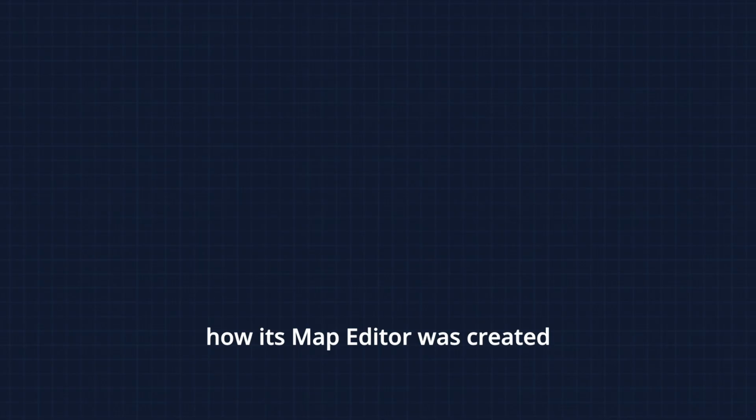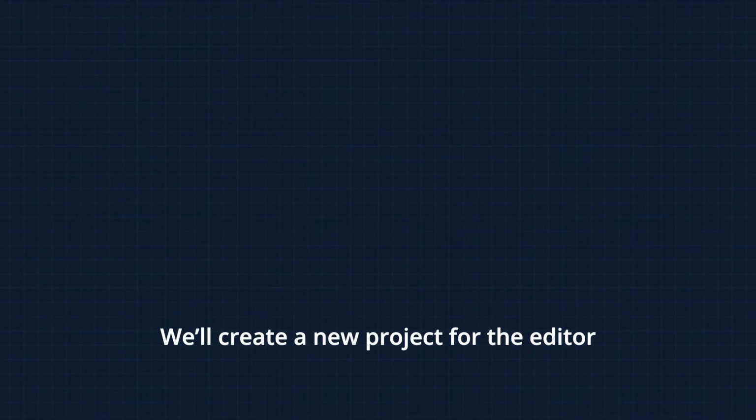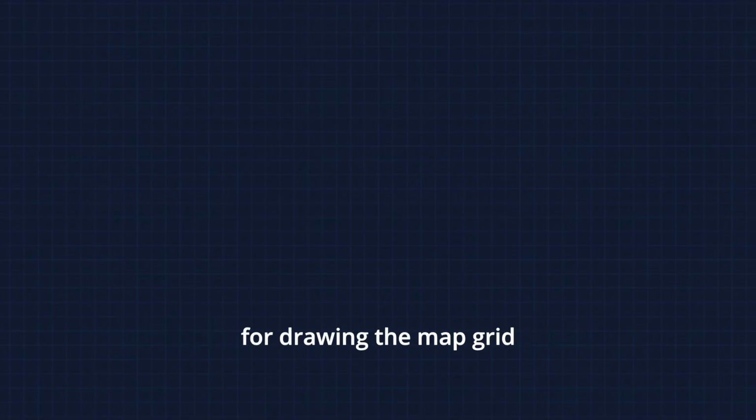I have been developing my own engine, and in this video, you'll see how its map editor was created and the technical decisions behind it. Keep in mind that this is not a tutorial, but I'll try to cover most of the process. We'll create a new project for the editor, set up the resources necessary for drawing the map grid, then export and save the map into the database using our admin API, and finally load this map in the client.